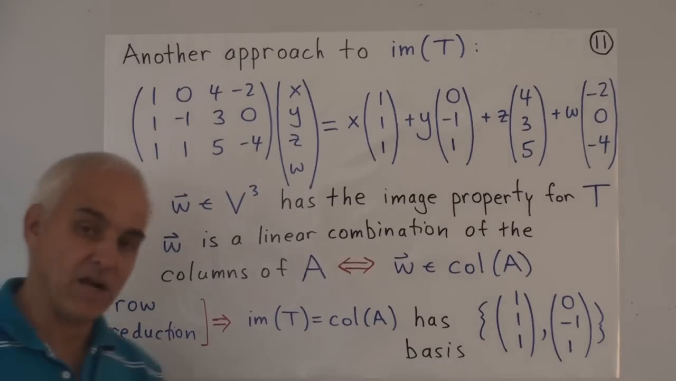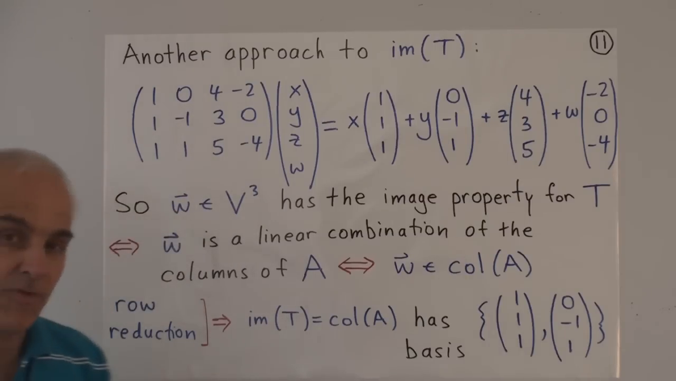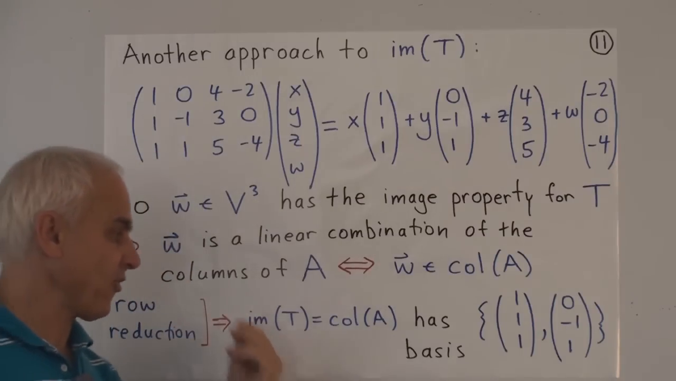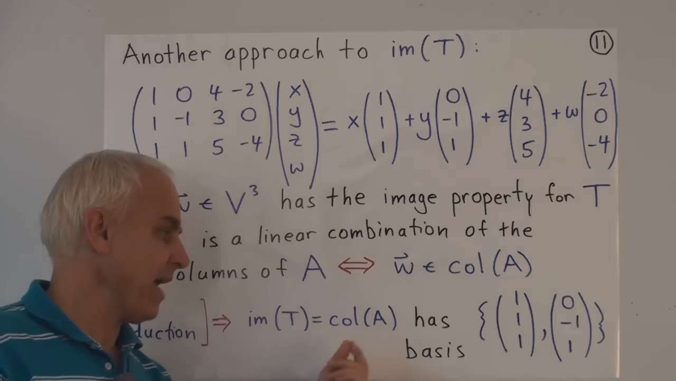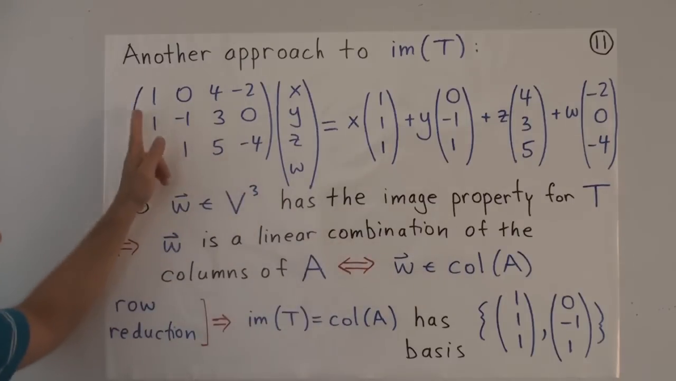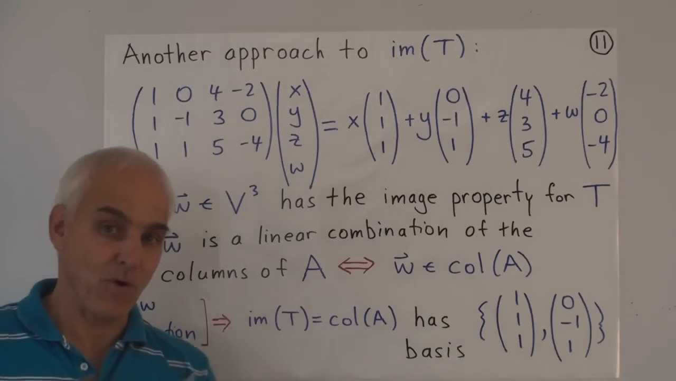Now when we did the row reduction on the previous slide, at the end of the row reduction we would have the first and second columns being leading columns. That tells us that the column space of A has a basis consisting of the first 2 columns. This column and this column. That's a result of row reduction.